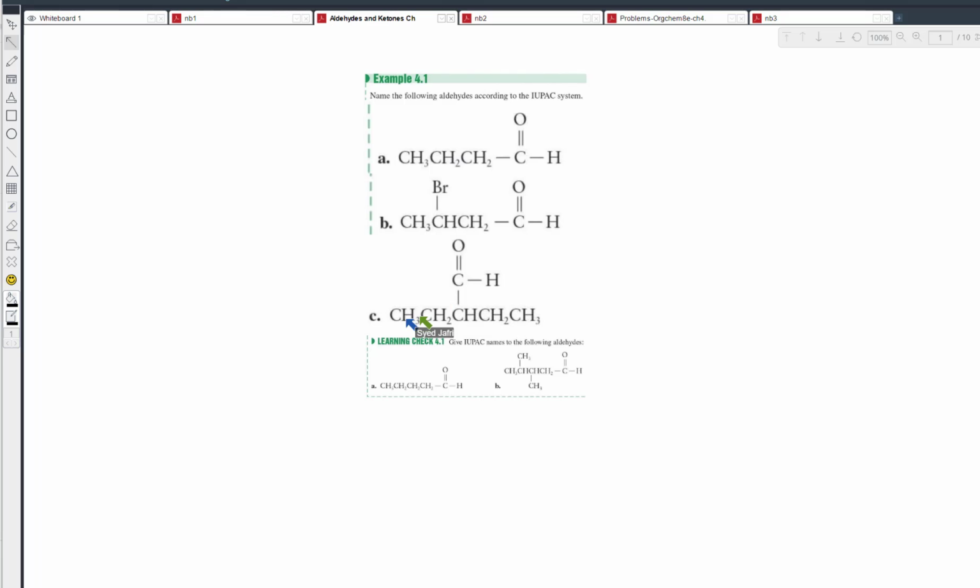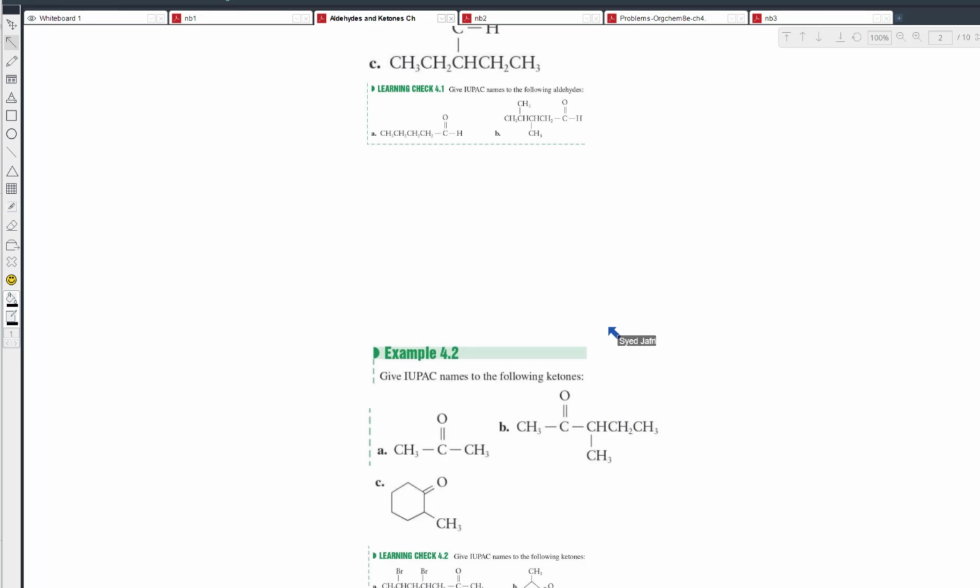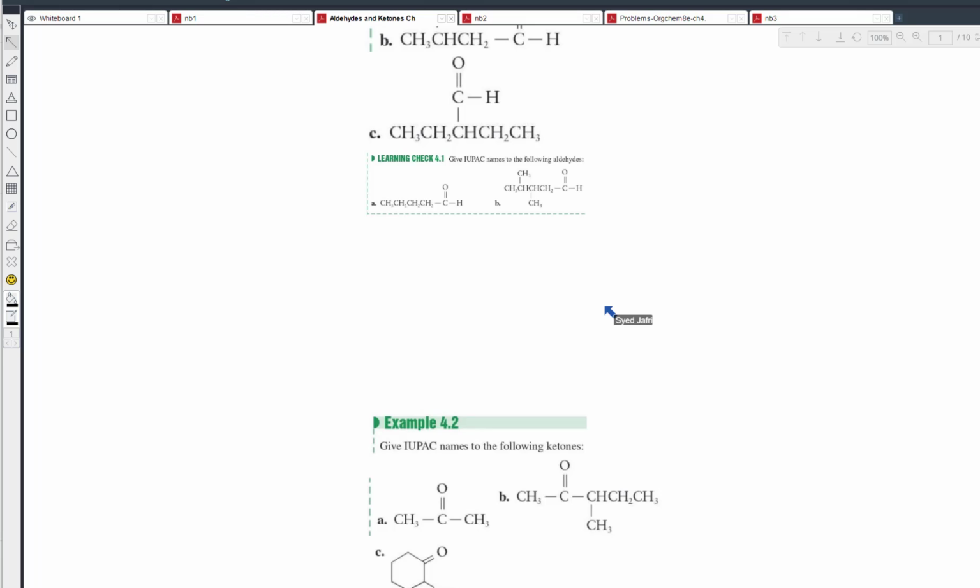Even though this chain is longest, this chain has the aldehyde group. So we are going to prefer the chain which has even fewer carbons but contains the functional group, instead of taking the long chain. Got it.